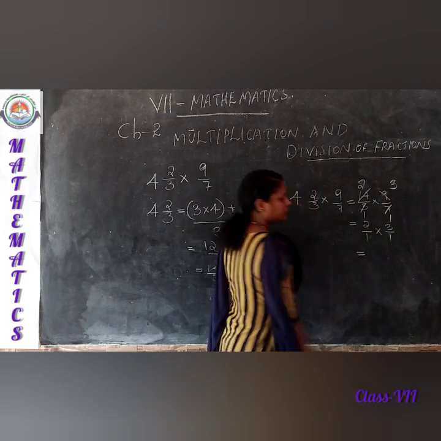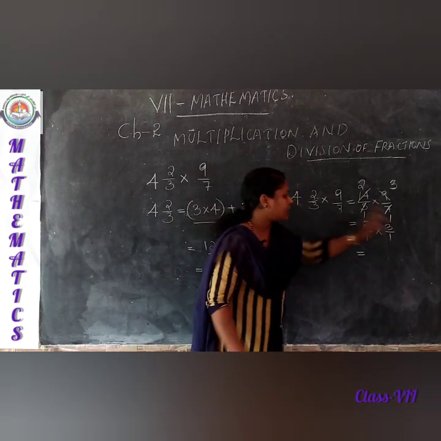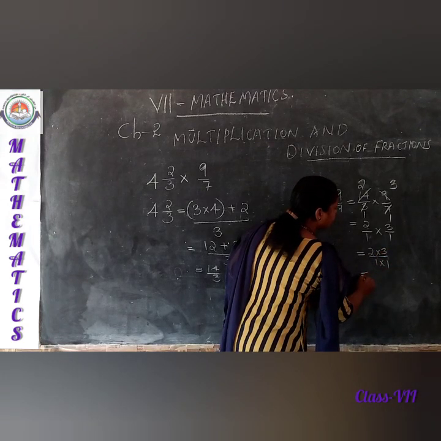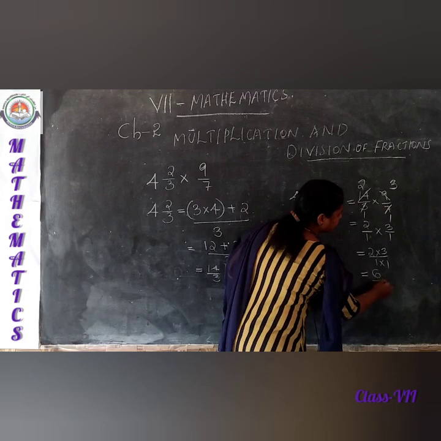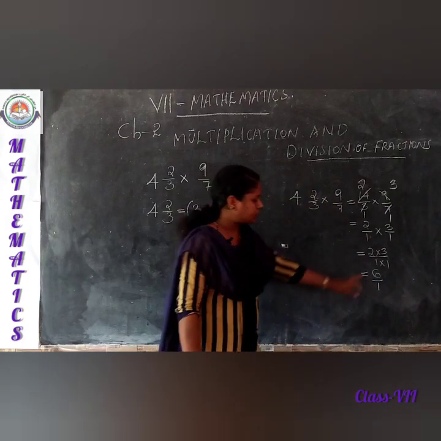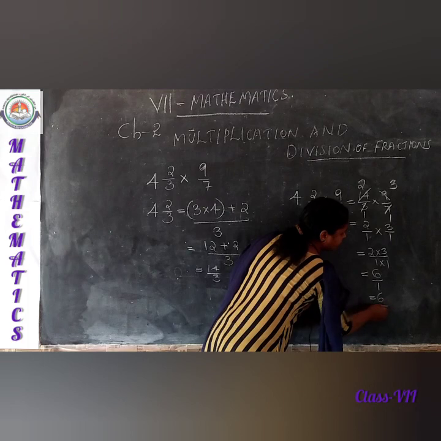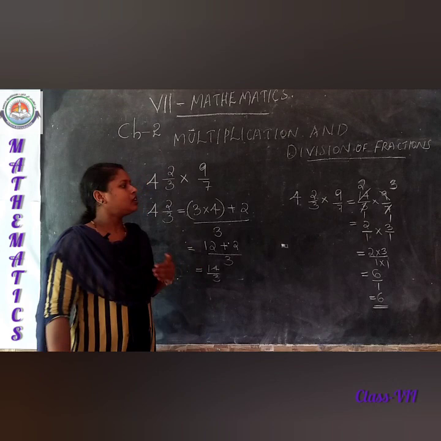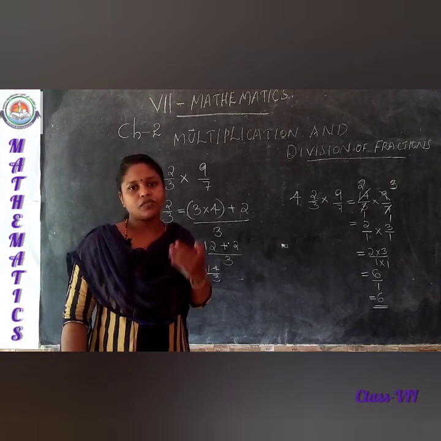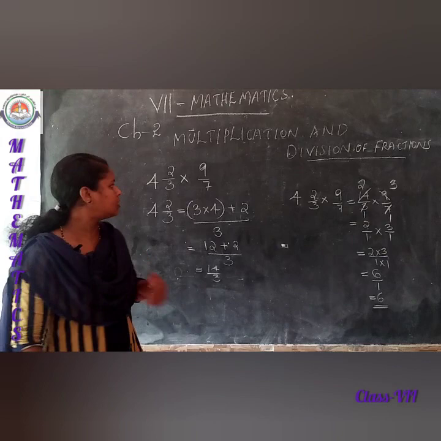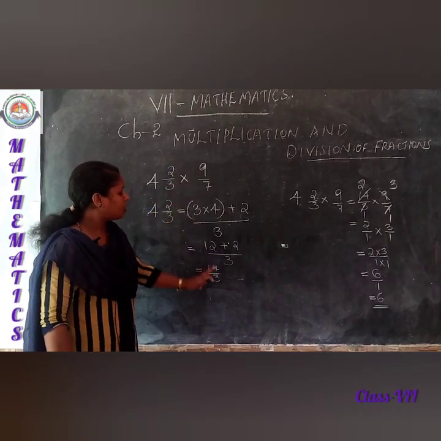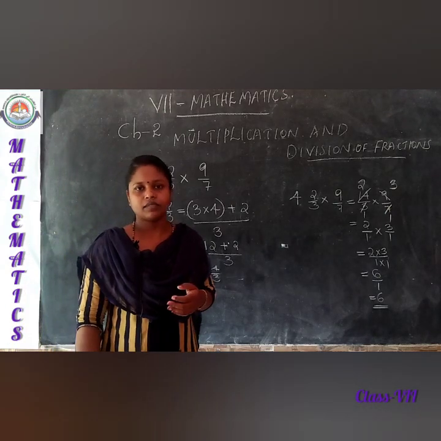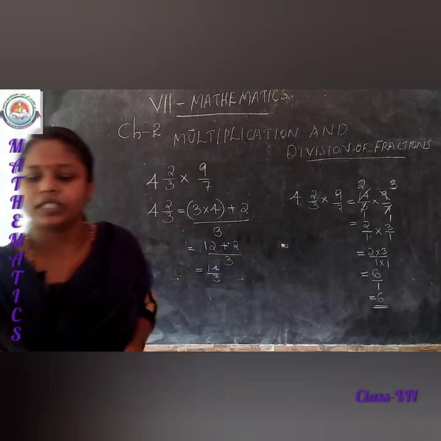Then we can multiply the numerators, that is 2 into 3, by 1 into 1. That is 2 into 3 is 6 by 1. 6 by 1 means 6 itself. So to multiply a mixed number and a fraction, first we need to change the mixed number into an improper fraction. Then multiply as usual. Clear? We can discuss one more question.